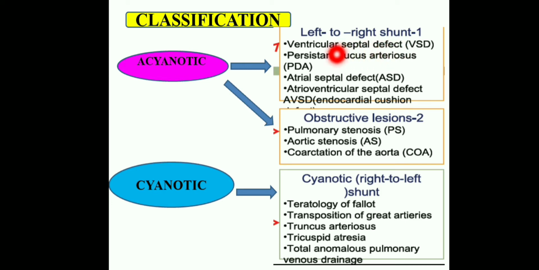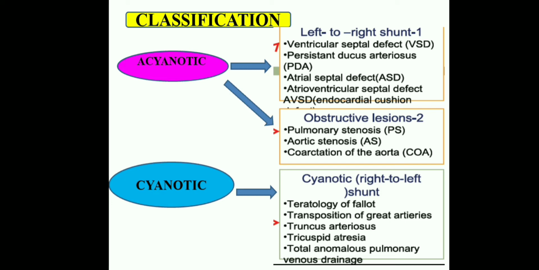What conditions come under the left to right shunt? The first is ventricular septal defect, VSD. Second is patent ductus arteriosus, also called persistent ductus arteriosus, PDA. Next is atrial septal defect, ASD. And next is atrioventricular septal defect, AVSD, which is a defect of both the atrium and the ventricle. These are the left to right shunt conditions.